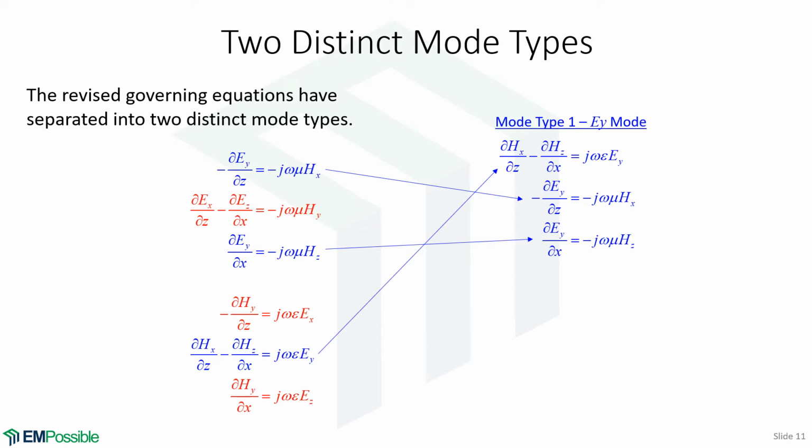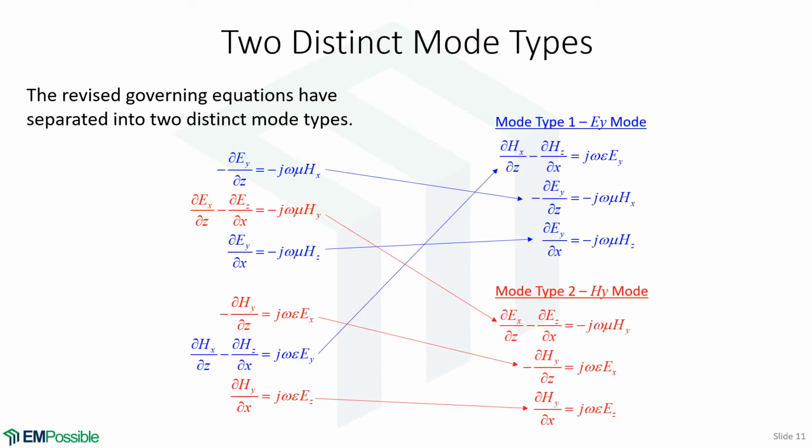And why are we choosing that? Because there's only one electric field quantity over here, whereas there's 2 magnetic fields. So since there's only one electric field quantity and it's Ey, it makes sense. Let's call that the EY mode. Likewise, while there's 2 electric fields for the second one, there's only one magnetic field quantity, and that's Hy. So let's just call this the HY mode. And these are completely independent sets of equations.